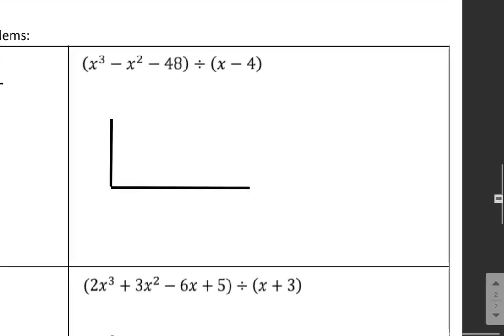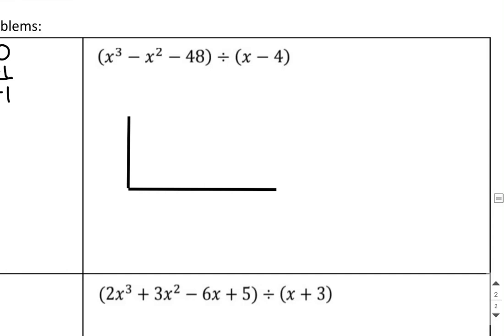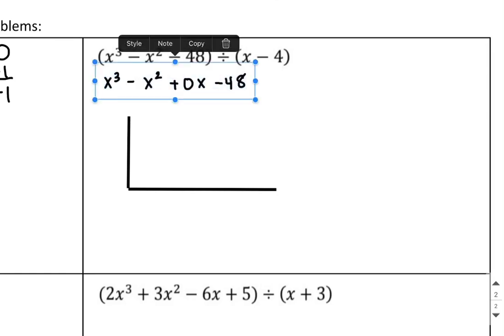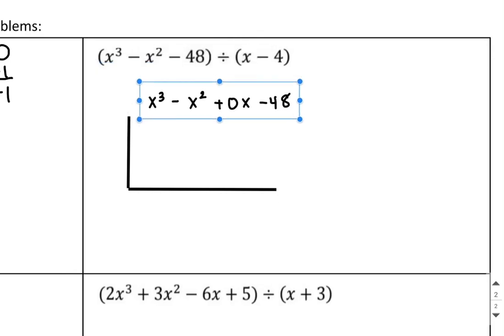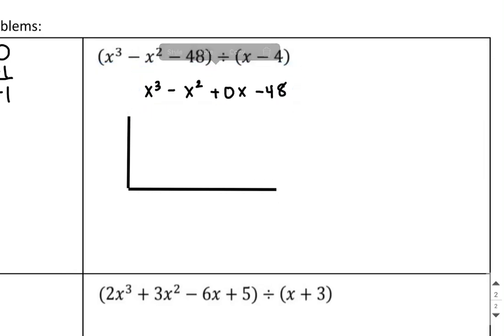For this one here, first things first, I need every power from the highest power down to the constant. I need to include every single one in order to use synthetic division. So really what I have here is x cubed minus x squared plus 0x minus 48. And that's what I'm going to be dividing. So let me move this over so we can see this better, and that way I can write right underneath.